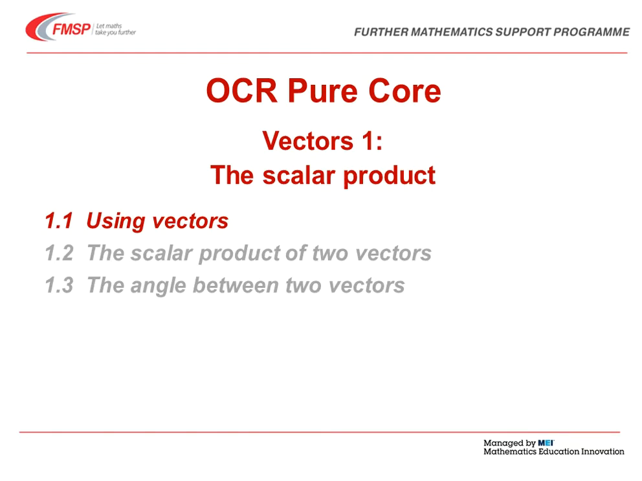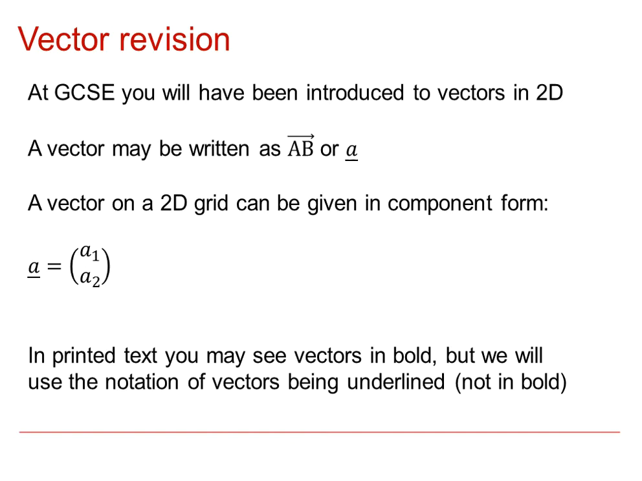This is the first video of a first vector series for OCR AS Core Pure Further Mathematics. It will revise vector topics covered at GCSE and at AS Maths, including notation. At GCSE, you will have been introduced to vectors in 2 dimensions. So a vector may be written as AB with an arrow above it, or as A underlined. You should already be aware that vectors have both magnitude and direction, and they can be used as position vectors.